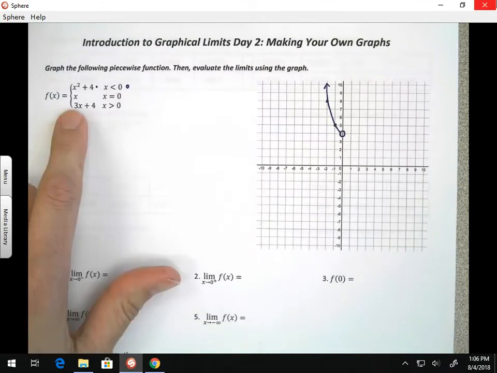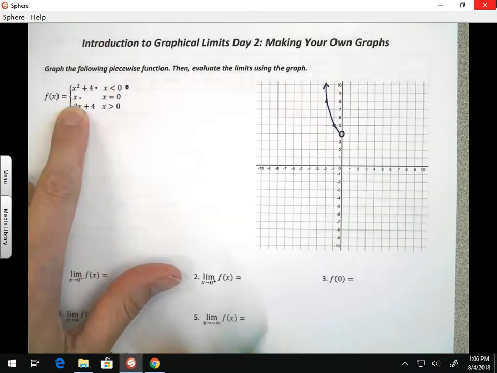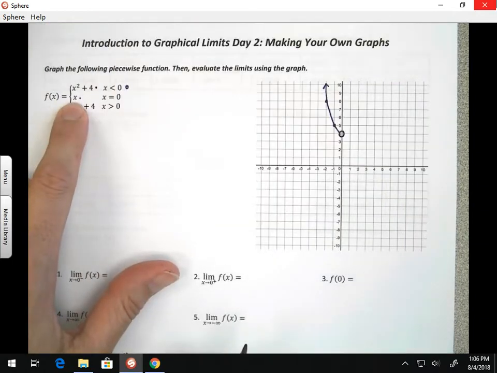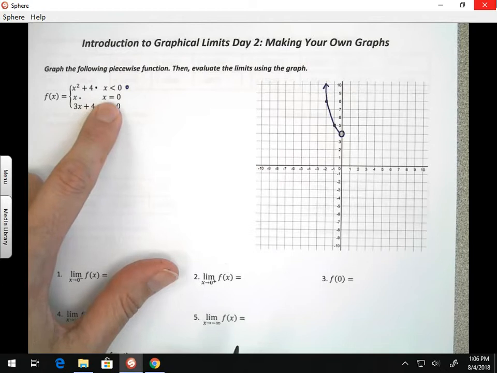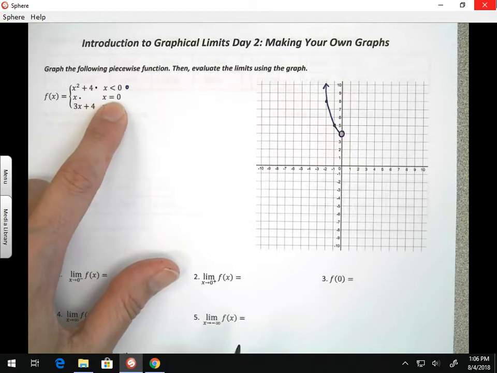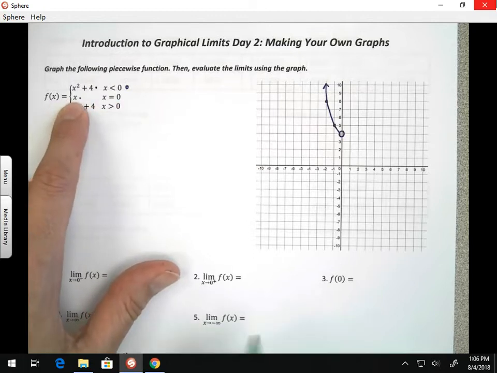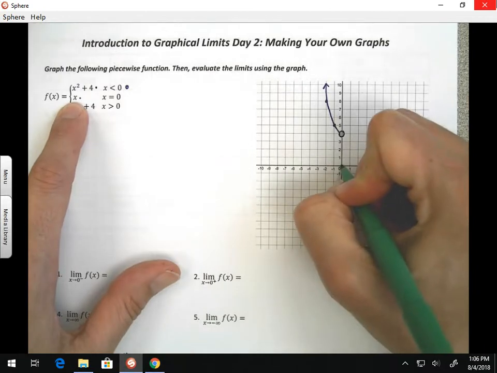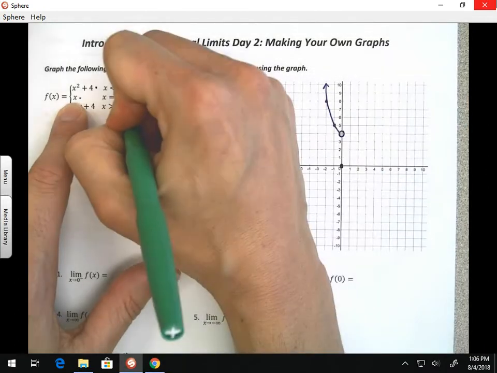All right, let's look at our second piece here. I'm going to do that in green. This says that f of x is equal to x when x equals 0. So that's just at the one point. What that's telling me is when x is equal to 0, my function value is just the same as the x value, so that's 0. So we're going to have a closed circle there.